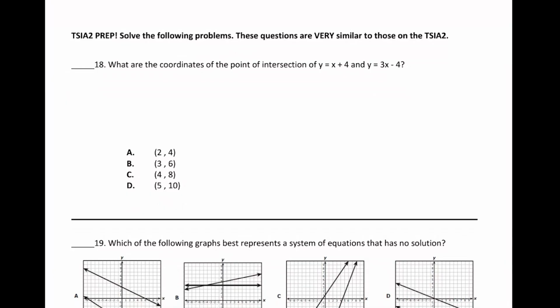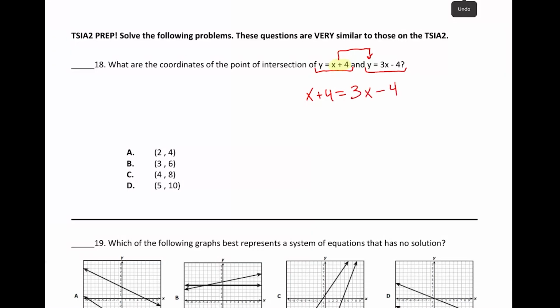Number 18 says, what are the coordinates of the point of intersection of these two lines? And so it is multiple choice. I do want to solve this the normal way, but once we're done with that, I also want to show you how you can answer this even if you forget how to solve it algebraically. So my system has two equations, y equals x plus 4 and y equals 3x minus 4. Just like when we had a system up above, we're going to take one of them, like y equals x plus 4, and substitute that x plus 4 in for y in the second one. Basically what we're doing here is setting the two equations equal to each other and solving for x.